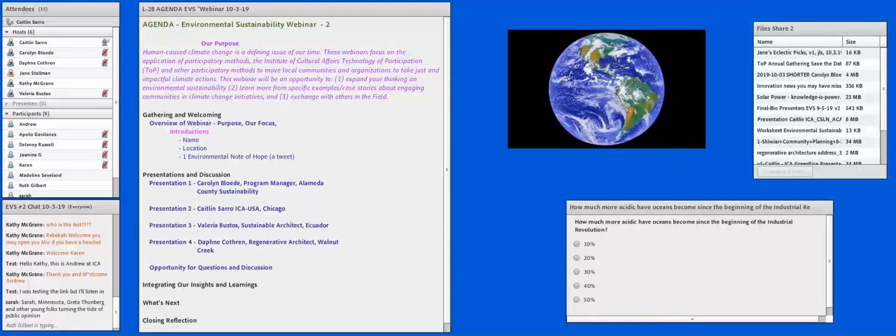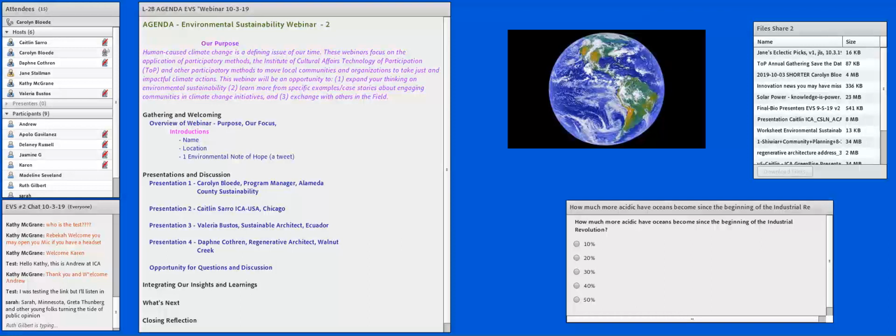Hi, I'm Caitlin Sarro. I am in Chicago, Illinois, and one note of hope is that not 30 minutes ago I was walking down the street and someone engaged me in conversation about regenerative soil. So just on the street having an environmental conversation, and I am complete, and I will pass it to Carolyn.